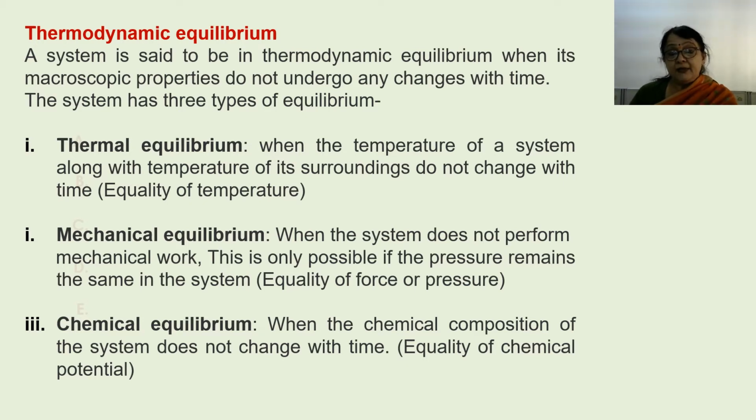In mechanical equilibrium, the system does not perform any mechanical work. This is only possible if the pressure of the system remains the same during the whole process. In chemical equilibrium, when the chemical composition of the system does not change with time, the system is said to be in chemical equilibrium.